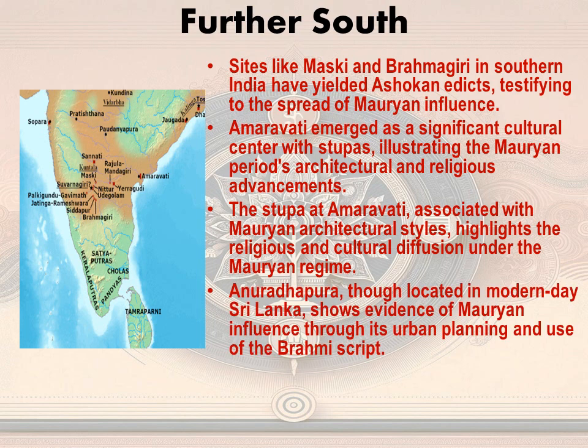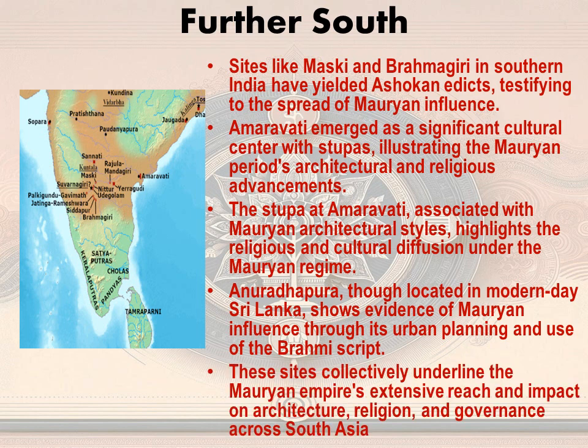Anuradhapura, which is located in modern day Sri Lanka, shows evidence of Mauryan influence through its urban planning and use of Brahmi script. So, here we find the Mauryan influence going as far as the country of Sri Lanka, and thus we get to understand the urban influence or the urban power of the Mauryan Empire. These sites collectively underline the Mauryan Empire's extensive reach and impact on architecture, religion, and governance across South Asia.